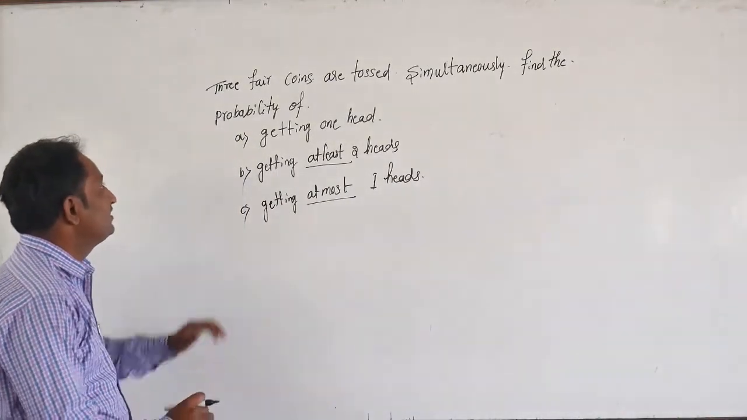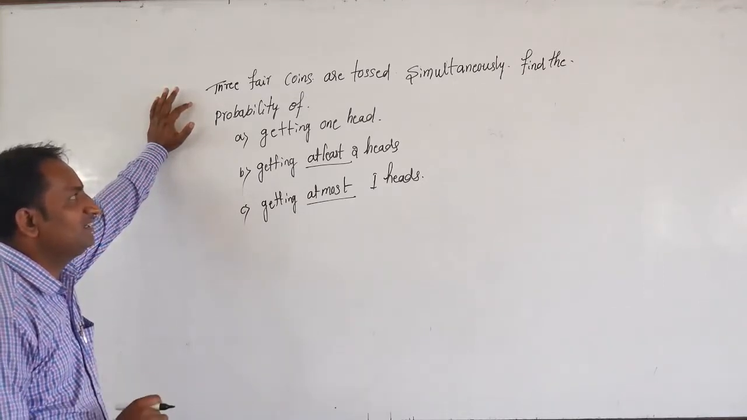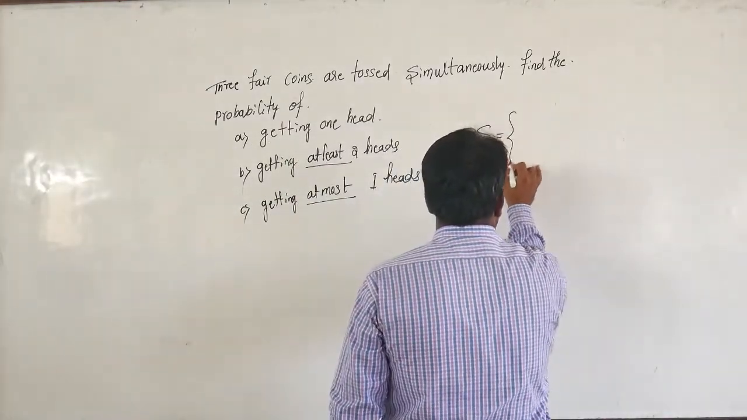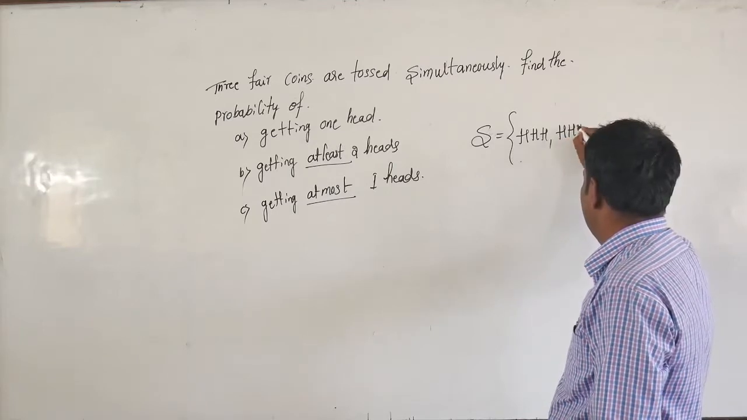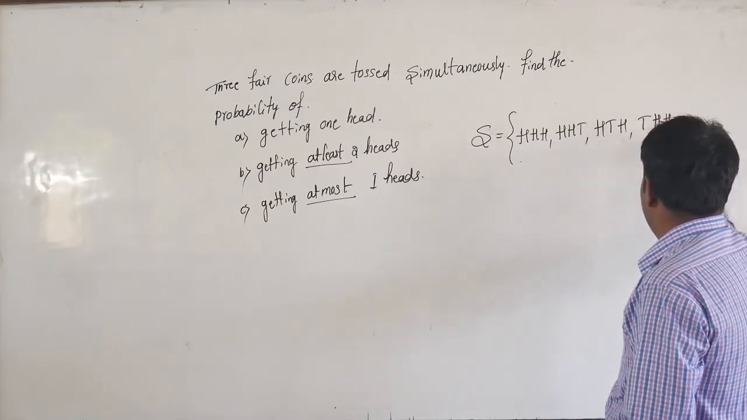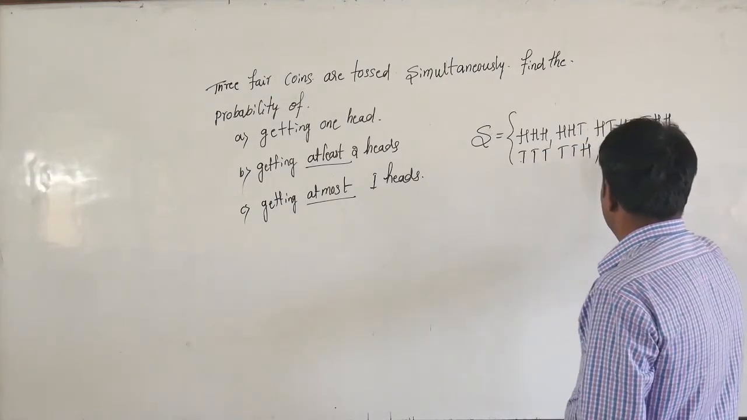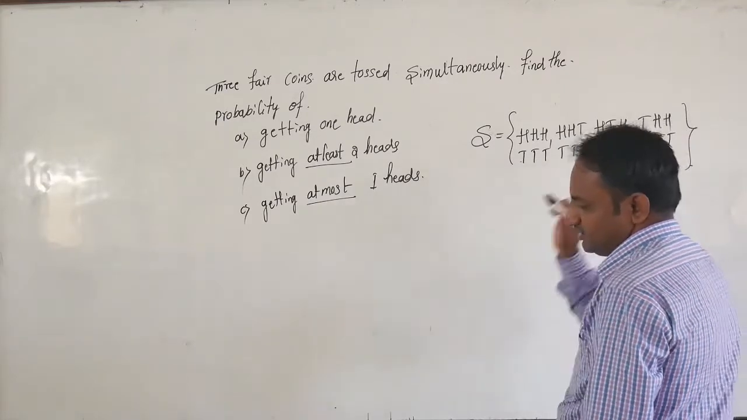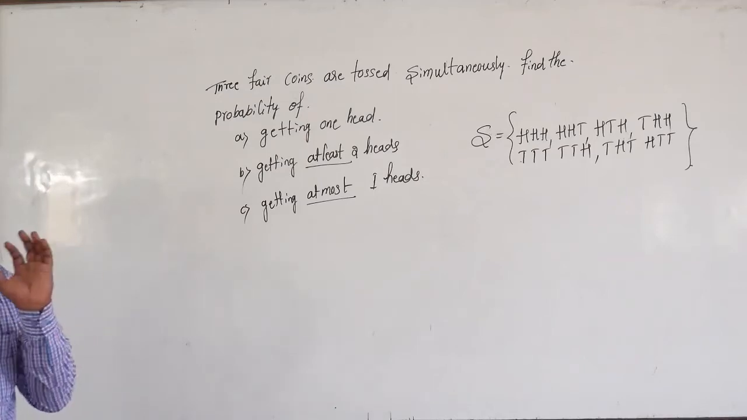First, 3 fair coins are tossed simultaneously. We get 8 sample points. We can write the sample space with all the possibilities of heads and tails. This is our set of possible outcomes when 3 fair coins are tossed simultaneously.